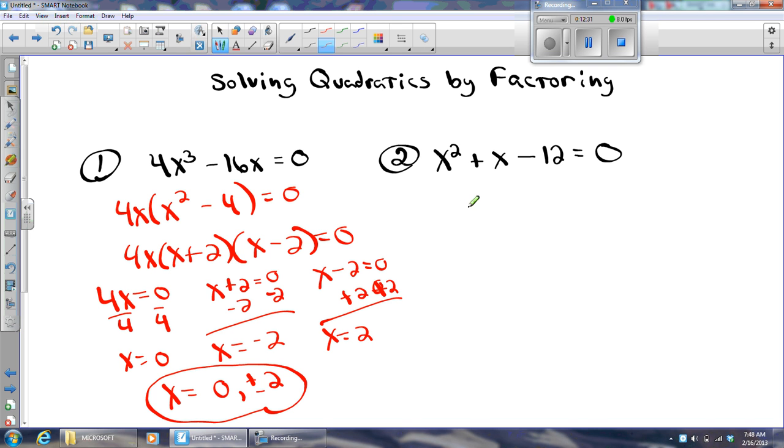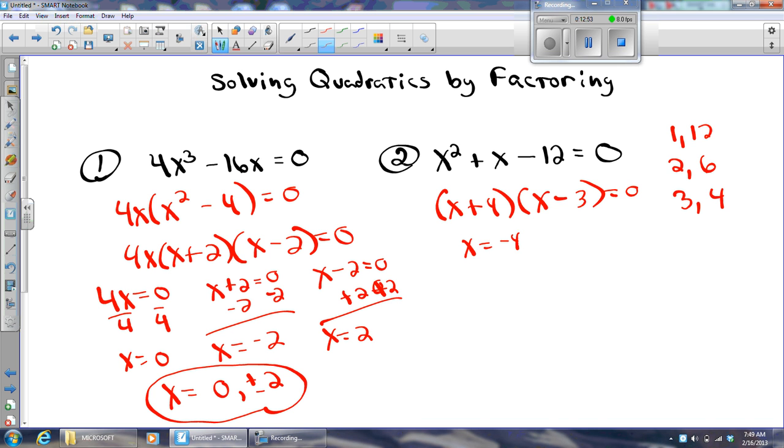Okay, here's a trinomial, lead coefficient of 1. I'm going to think about the factors of 12, and I want to subtract them to get a positive 1. It looks like a 4 minus a 3. So we have x plus 4 and x minus 3 equals 0. X is going to equal negative 4 or positive 3.